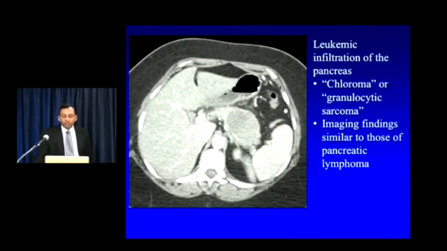Now, it is worth noting that leukemia in its focal form, so-called chloroma or granulocytic sarcoma, can look identical to lymphoma, and you can rarely end up with leukemic infiltration of the pancreas. Here's an example of that. Big hypodense mass in the pancreatic body/tail segment. This turned out to be a chloroma.